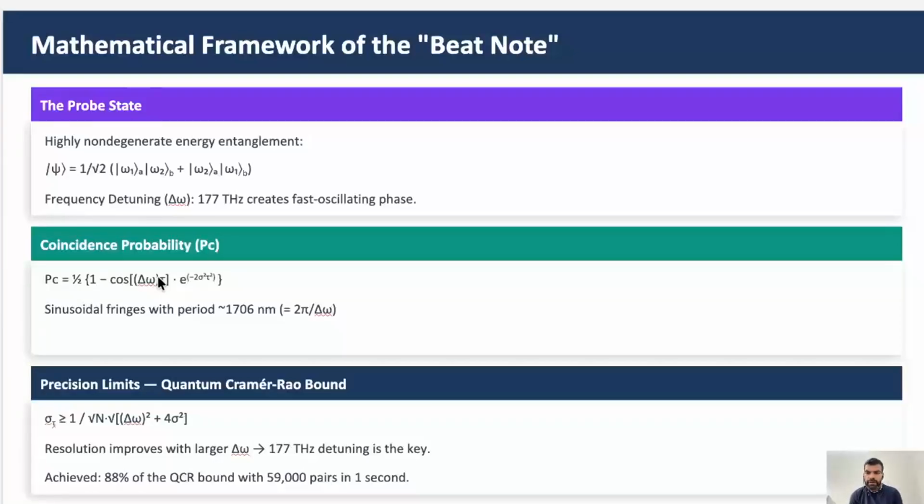This is a huge practical advantage. It is easy to find the fringe region during alignment, unlike the ultra broadband approach where the fringe envelope is only a few hundred nanometers wide. Now for the precision, the quantum Cramér-Rao bound tells us the minimum achievable timing resolution, which is this formula. At 177 terahertz detuning, the dominant term is delta omega squared. More detuning means better resolution, and that is the entire philosophy of this paper.